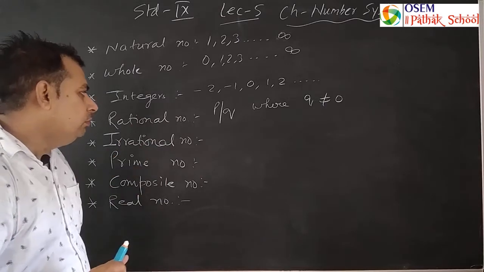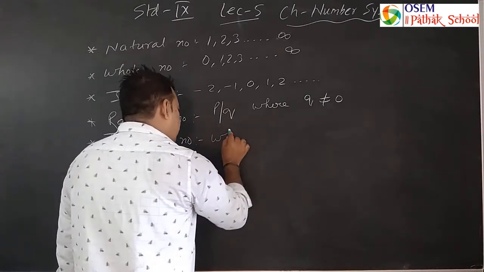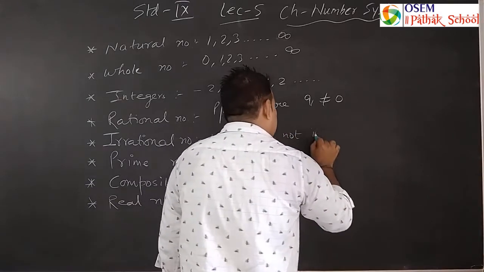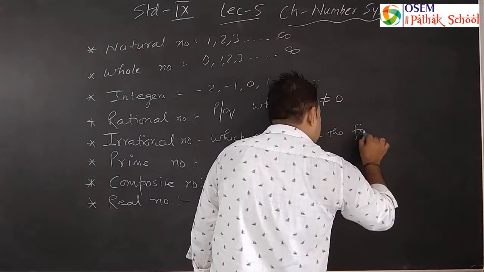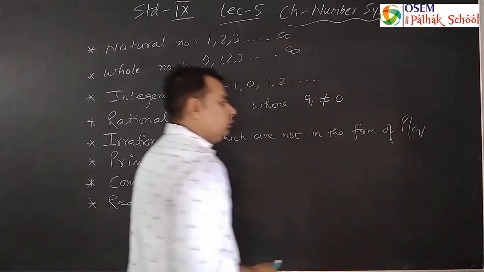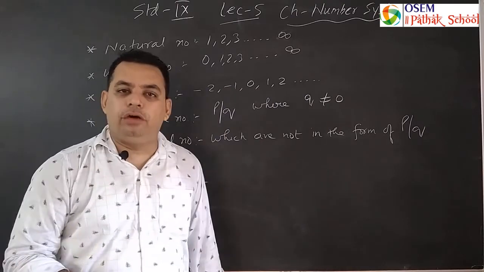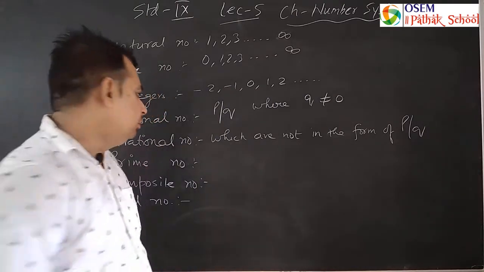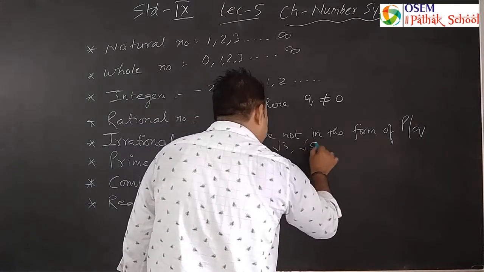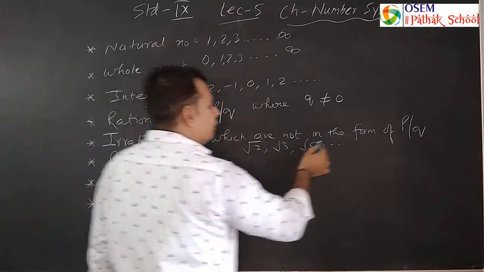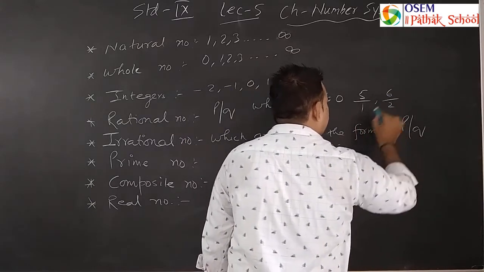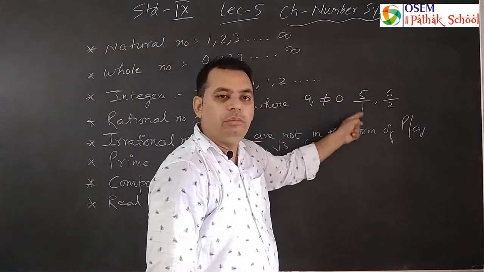Then what are irrational numbers? Those which are not in the form of p by q. Those numbers which are not in the form of p by q are irrational numbers. Examples: root 2, root 3, root 5. Here we can give examples 5 upon 1, 6 upon 2. You can see it is in the form of p by q.